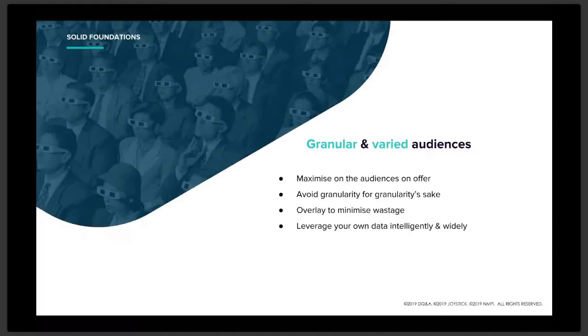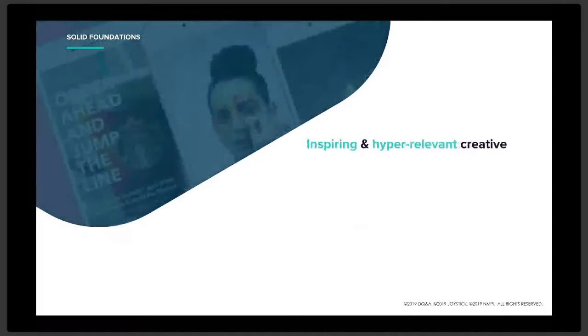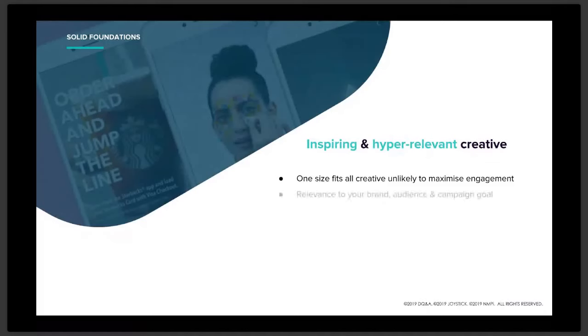And moving on from audiences, the final section of the base pillars of good social campaigns is inspiring and hyper-relevant creative. One of the key things here is avoiding the one-size-fits-all creative approach. Whilst a consistent brand image is key, you're very unlikely to maximize success if you're not first defining your brand image and then the audience and campaign goal within that.